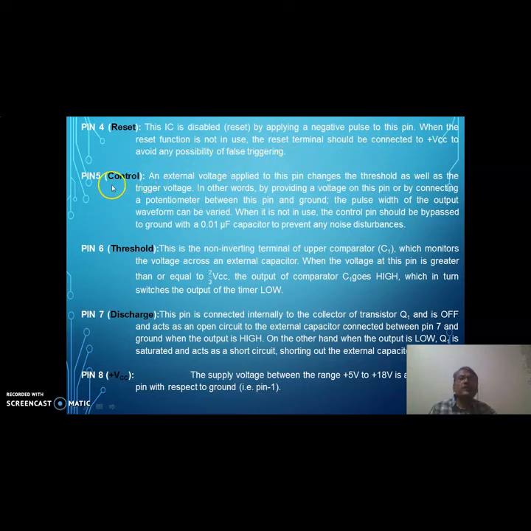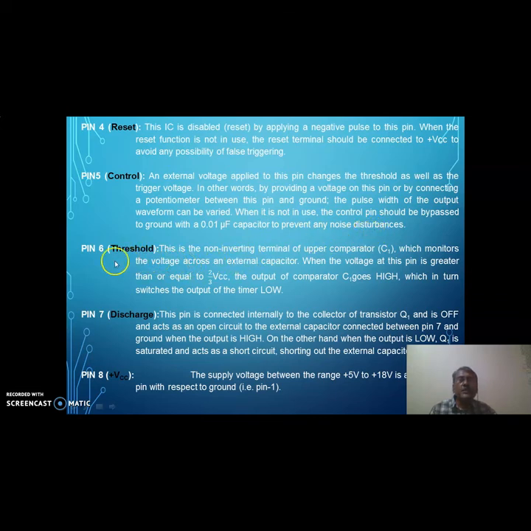Then pin number 5 is called a control pin. Here the external voltage applied to this pin changes the threshold level as well as the trigger voltage. In other words, by providing a voltage to this pin or connecting a potentiometer between this pin and the ground, the width of the output pulse is varied. When this pin is not used, the control pin should be bypassed to the ground via a 0.01 microfarad capacitor to avoid external noise disturbances.